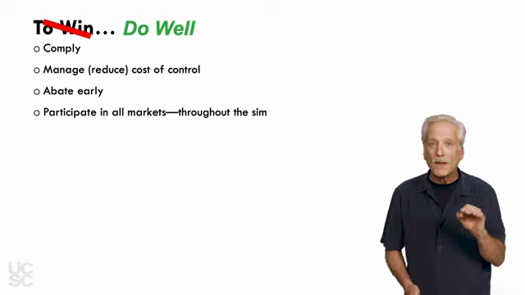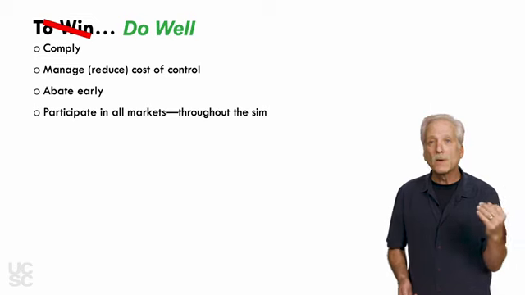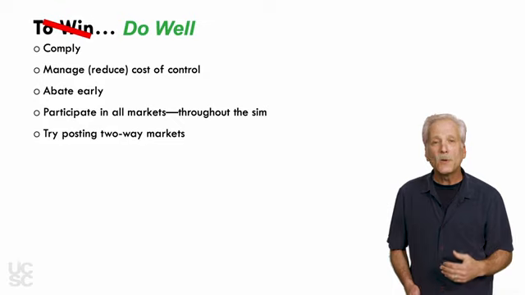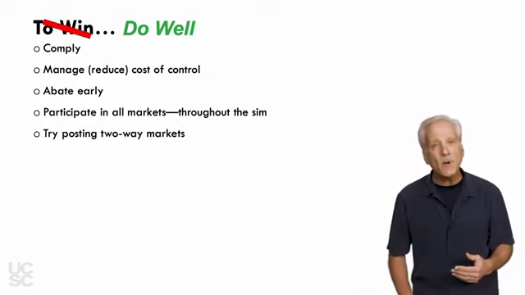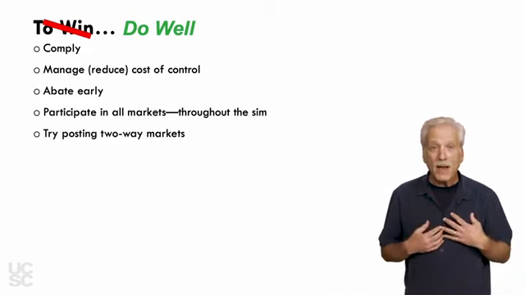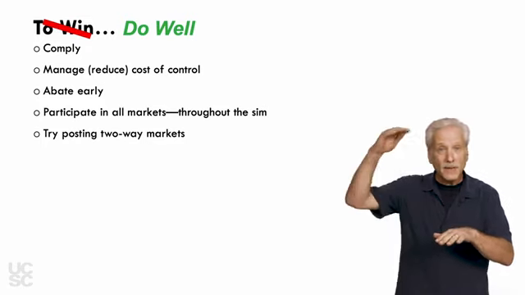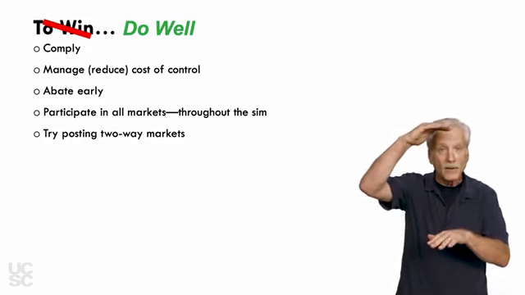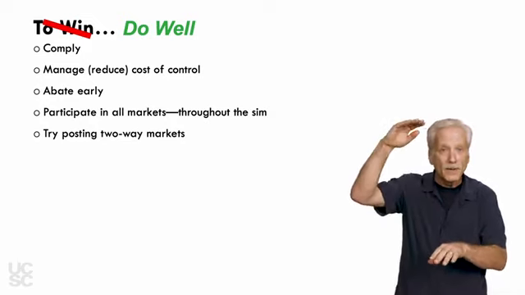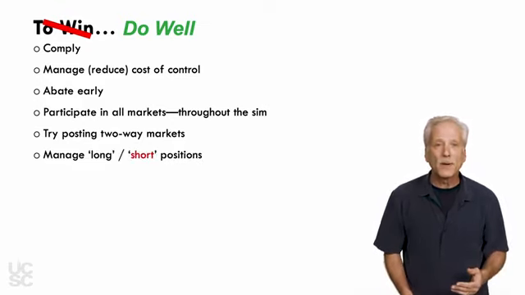It's not a perfectly efficient system where prices are the same between all different options. All right? Participate in all of the markets. Try posting two-way markets. What's a two-way market? A two-way market is when you say, you know what, for me, I am willing to buy allowances or offsets if the price is low enough. Conversely, I'm willing to sell allowances if it gets higher. So I'll post a bid at a low price and an offer at a high price. And I'm happy if it goes either way. So try posting two-way markets.